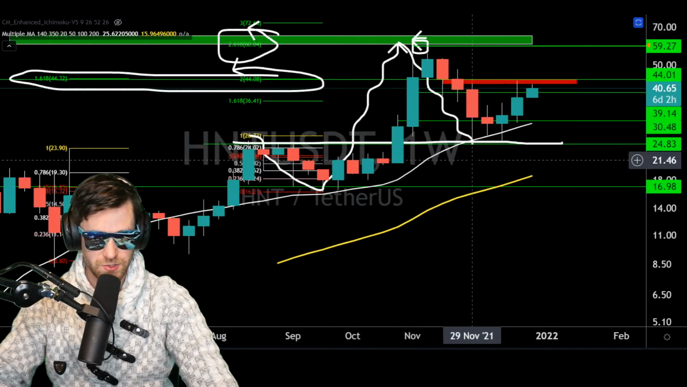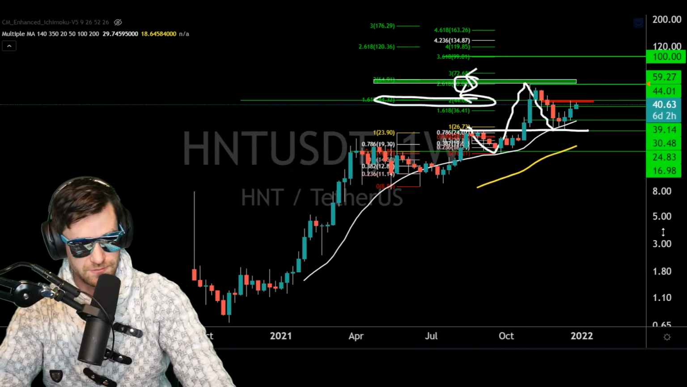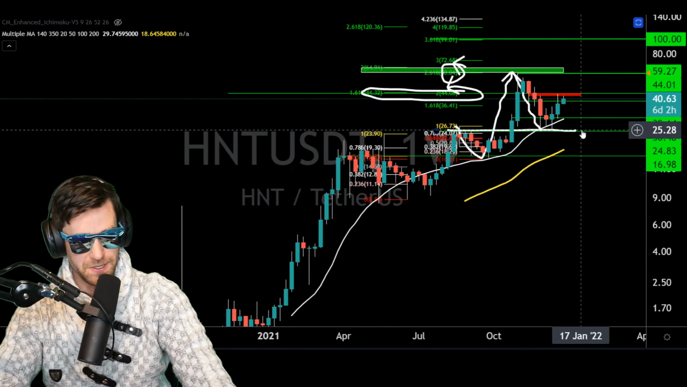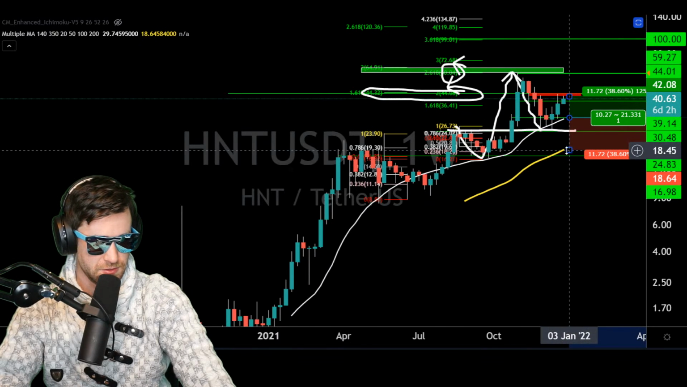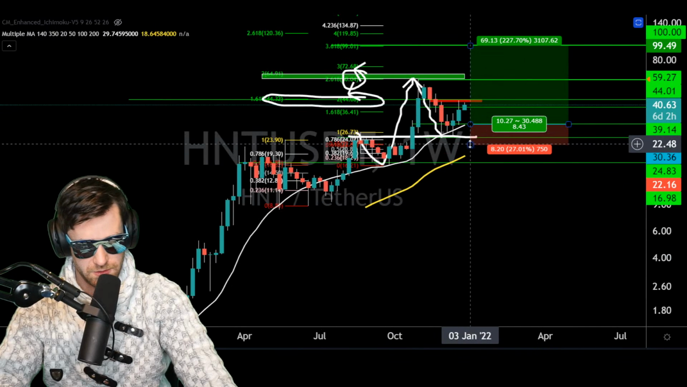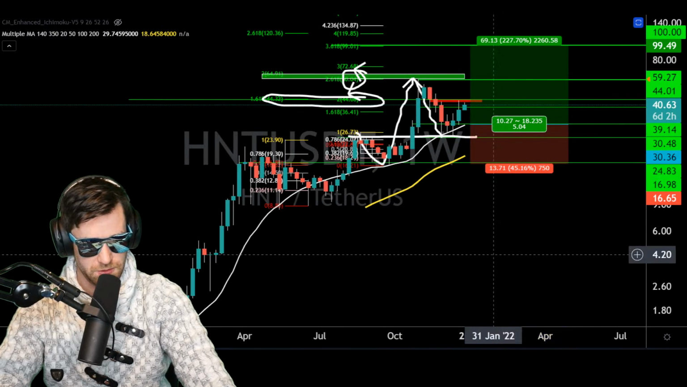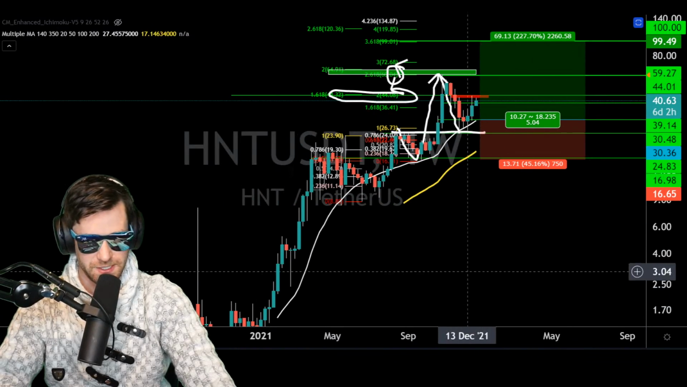I don't know if that's going to be soon or later, but in my opinion, I think that she's going to look to test 100 before 16. A 5-to-1 risk to reward. Not a bad spot trade. We'll see how that plays out.